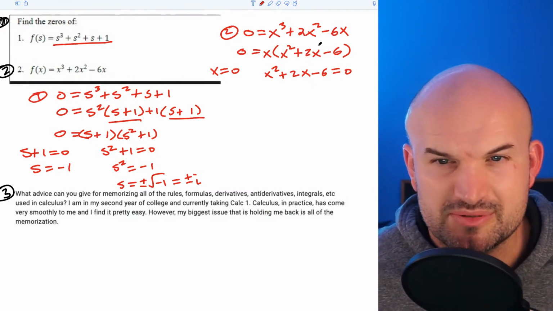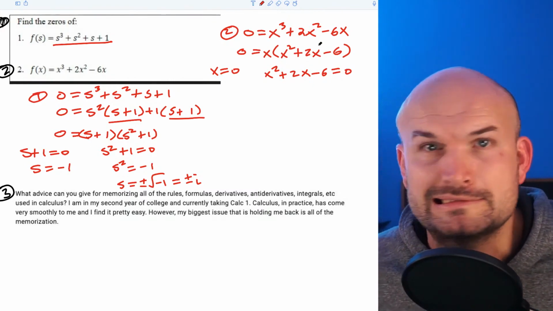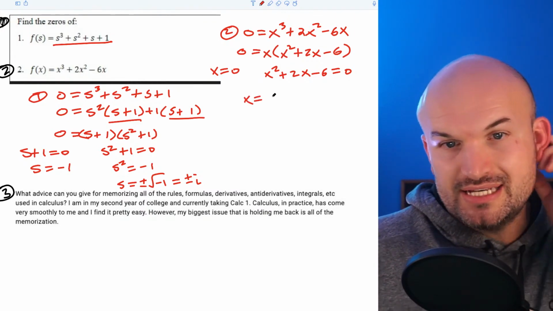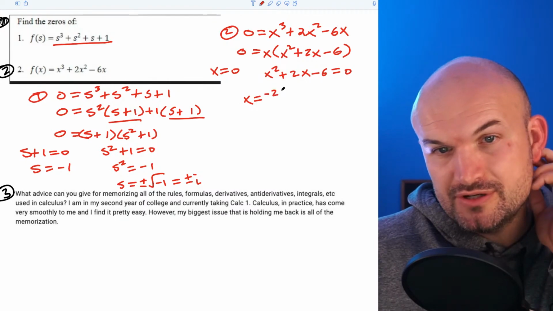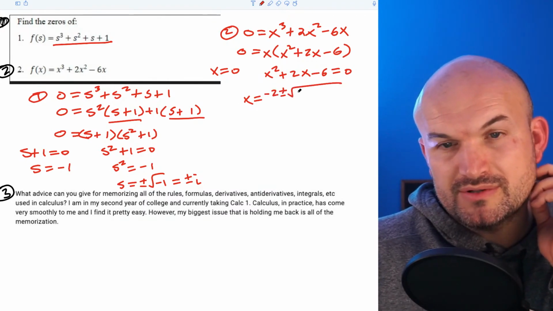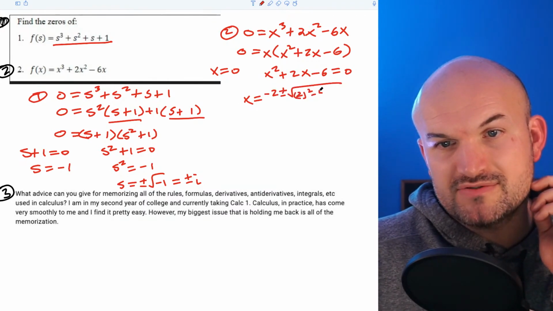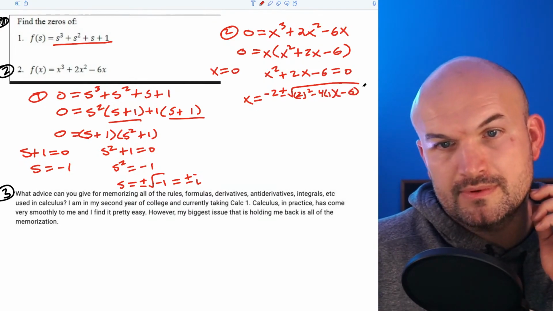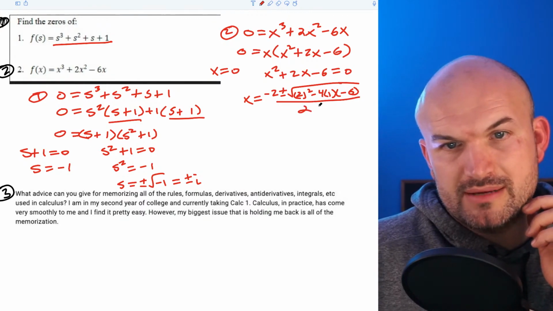All right, so what two numbers multiply to give you negative 6 and add to give you 2? Looks like I'm hitting a blank there. So I'm going to have to use the quadratic formula. So x equals the opposite of b, negative 2, plus or minus the square root of 2 squared minus 4 times a times c, all over 2 times a.